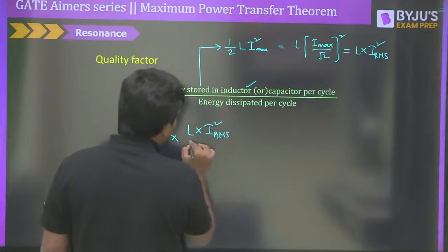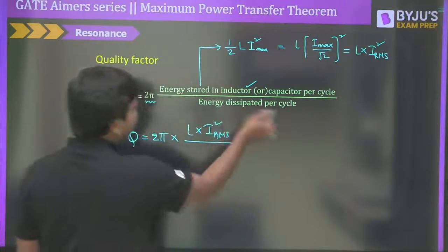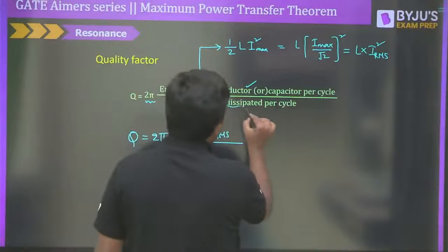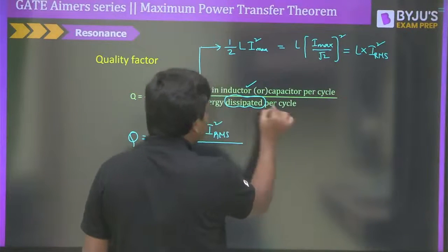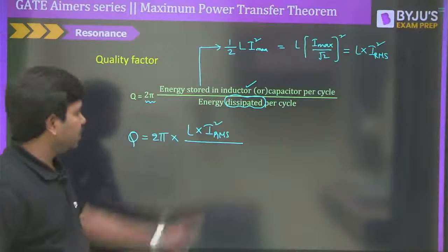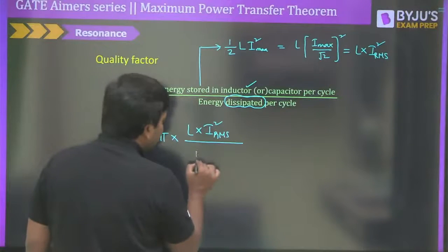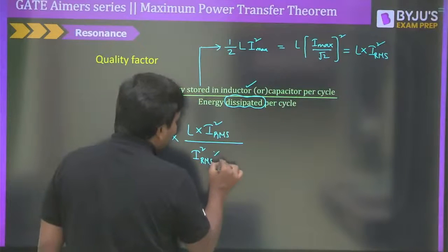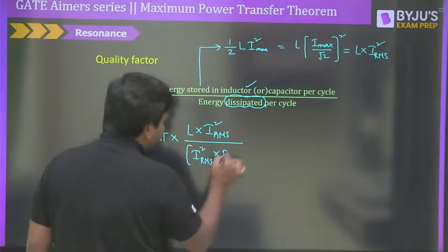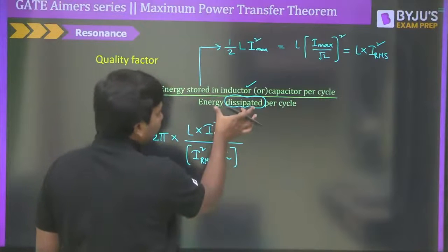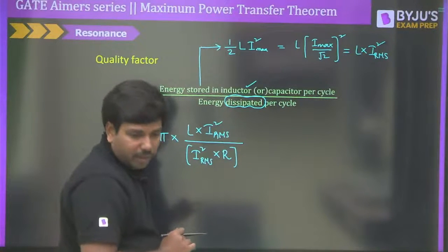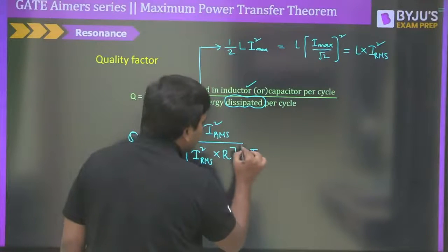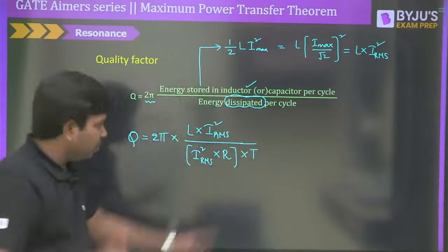L into IRMS square divided by the energy dissipated per cycle. What do you mean by energy dissipated? Energy dissipation happens only through the resistor, correct? Only through the resistor. So energy dissipation can be written as I square, the RMS value of the current square, into the resistance value. This is power, correct? This is power, but we require energy. How do we get energy here? We have power. If you want to get the energy, we need to multiply that with the time period, correct? So one single cycle means the time period.